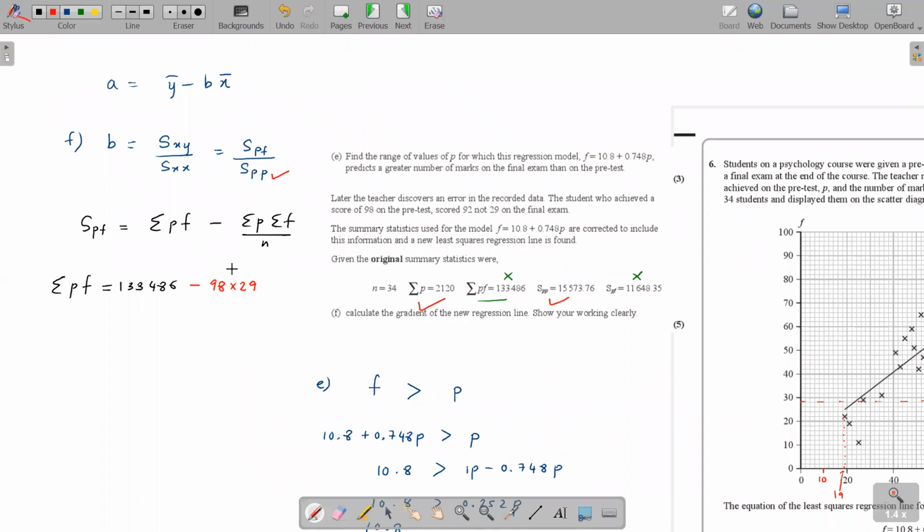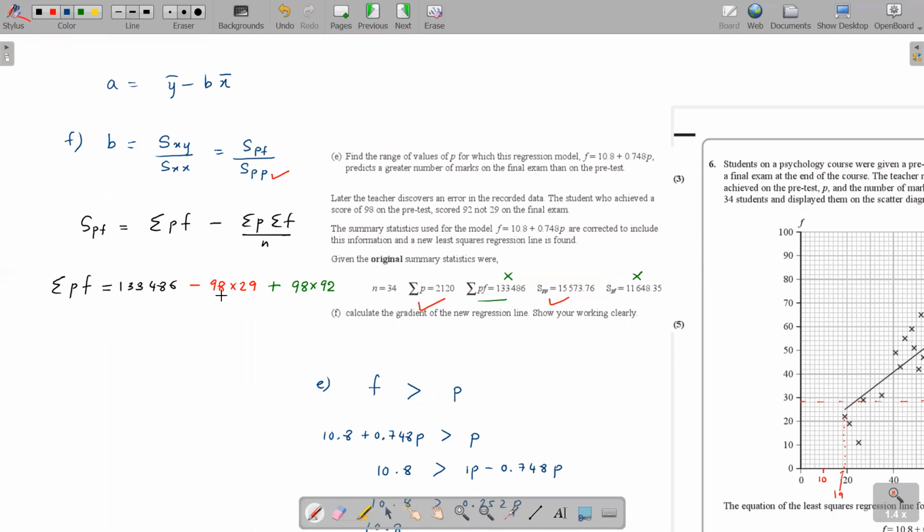And then add the new point. Who is the new point? The new point, again, the pre-test P value is 98. What is the final mark? For 98, the final mark is 92. We removed the wrong one, the 98 times 29 product. We subtracted it, and then we add the new one. This gives the corrected sigma PF value.